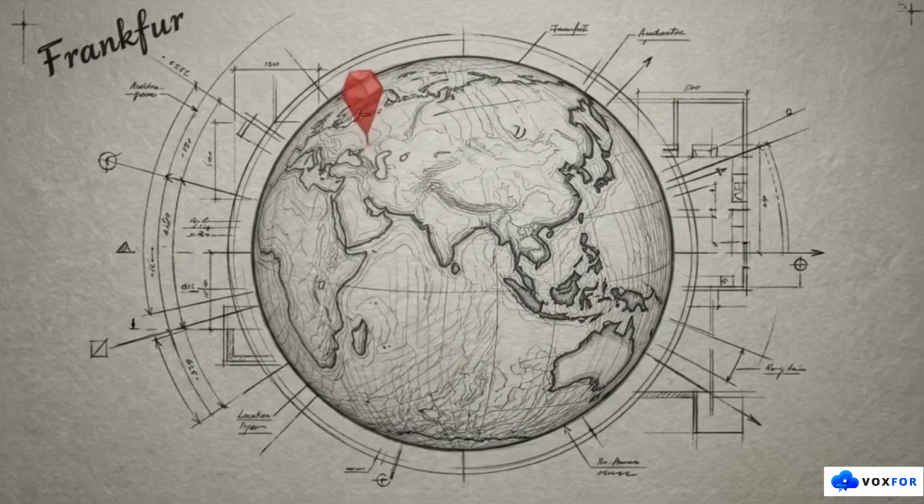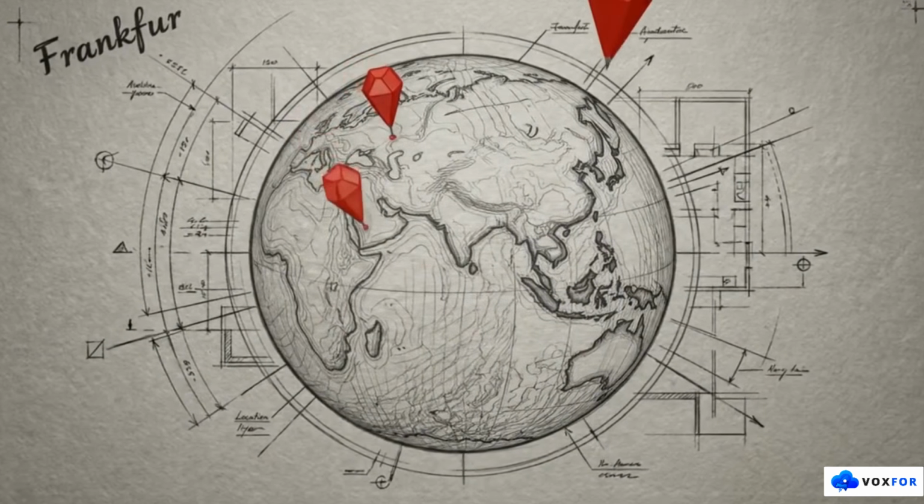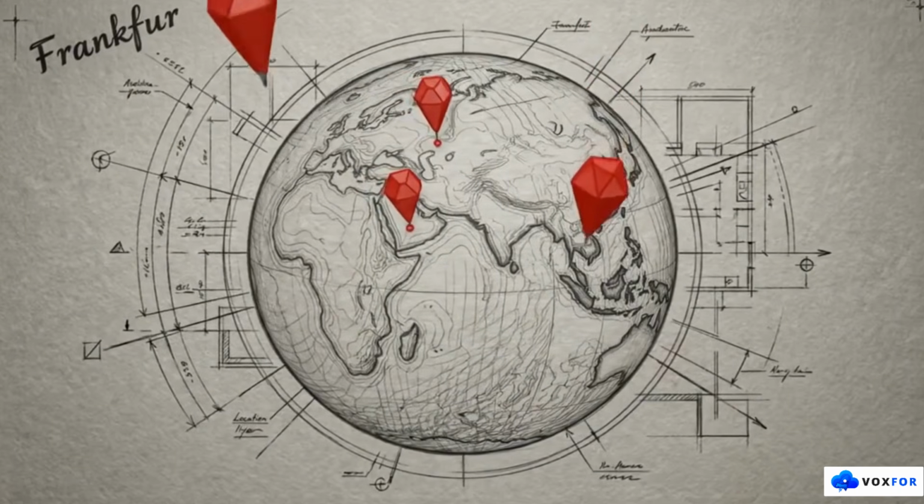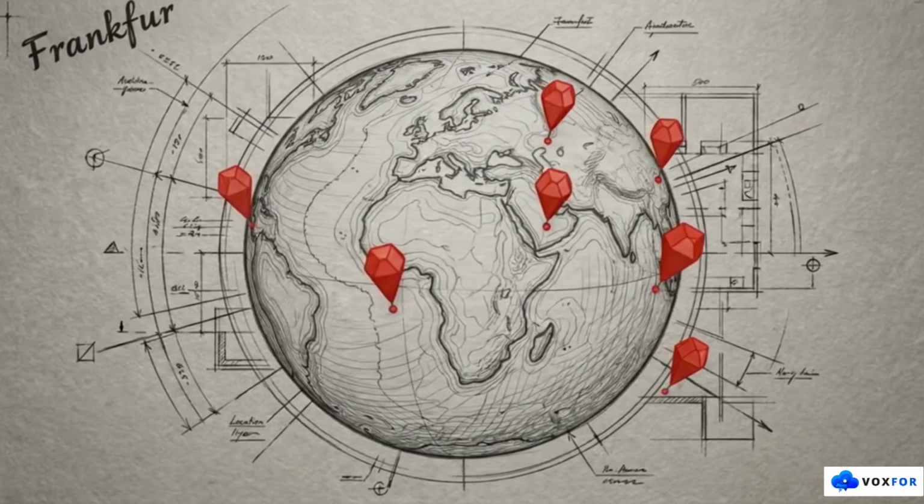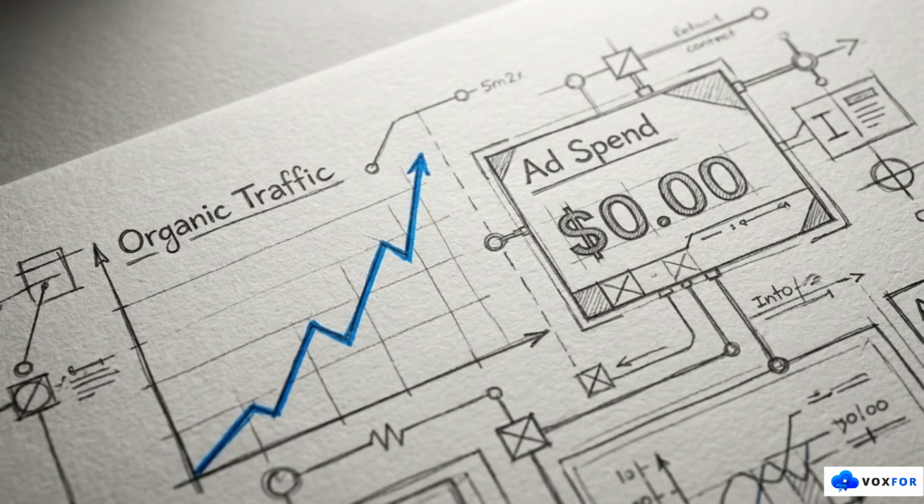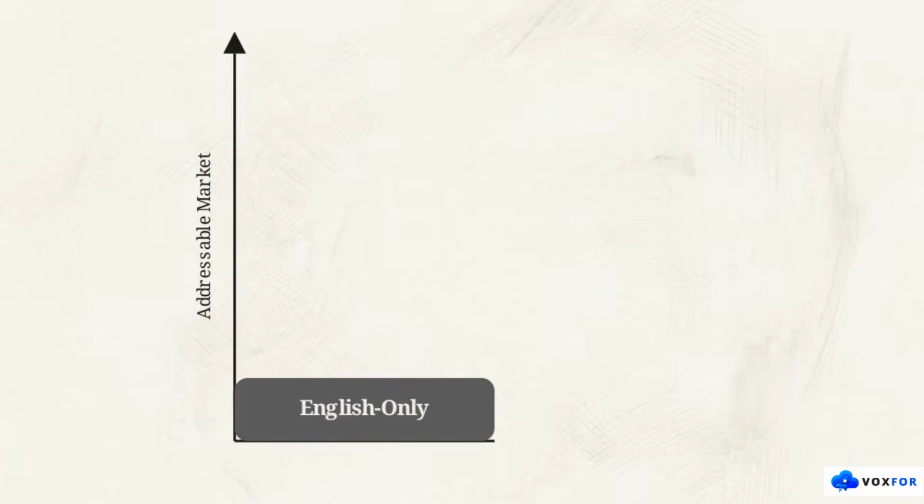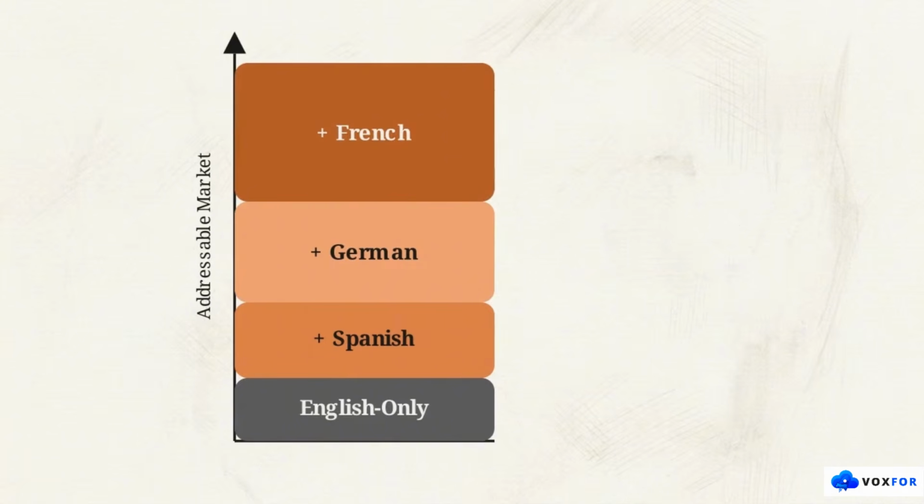Every day, millions of search queries are entered in Spanish, German, Arabic, and Japanese. Tapping into these local markets multiplies your customer base directly, without forcing you to spend an extra dime on paid ads. This chart's baseline is your English-only addressable market. Adding Spanish, German, and French search markets scales your reach exponentially.